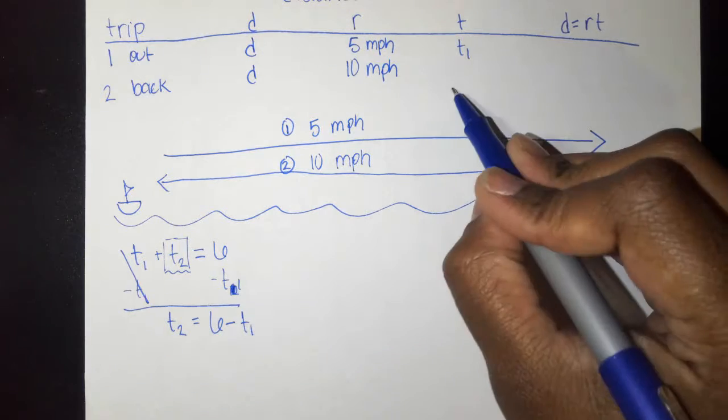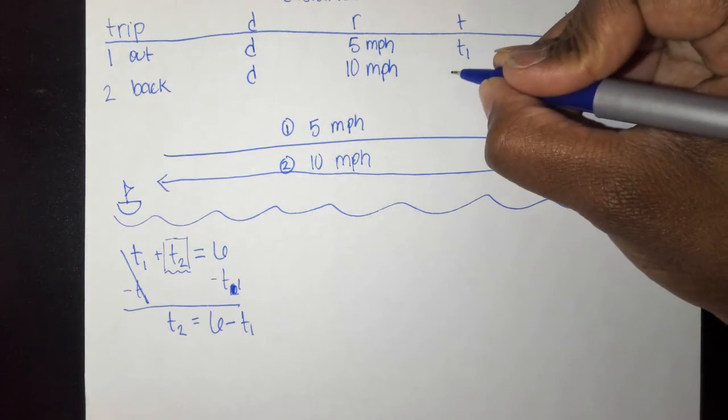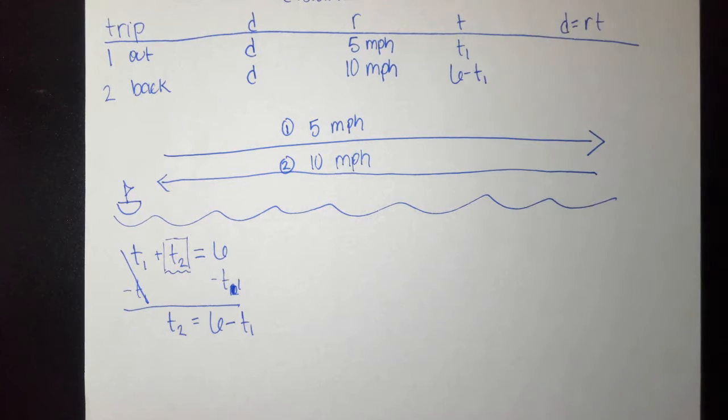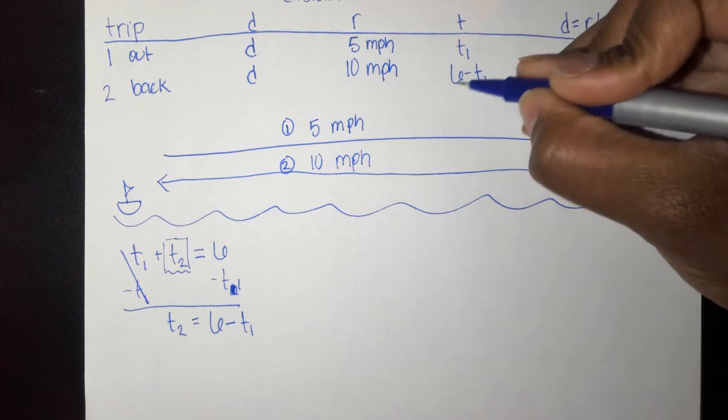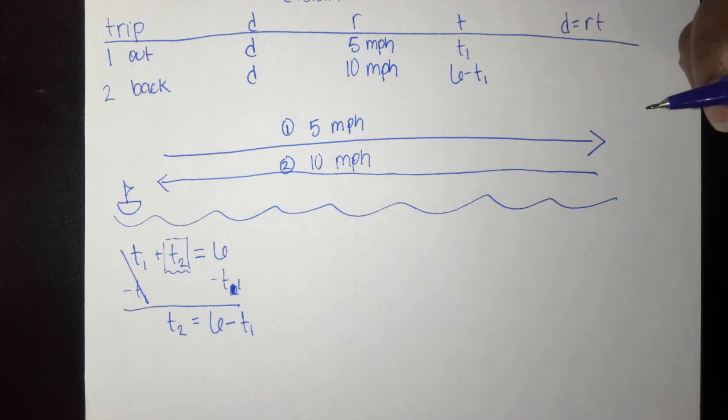So now, instead of saying T2 or time 2, I can say that time 2 is just 6 minus time 1. It's the 6 hours total that it took for the whole trip minus the amount of time it took for the first part of the trip.